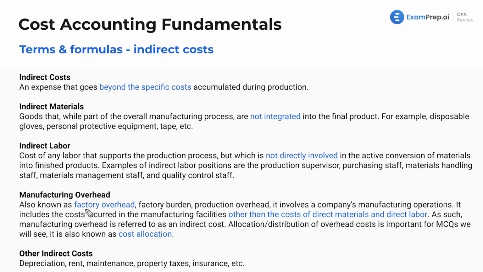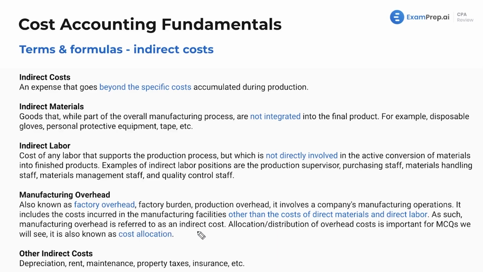Manufacturing overhead, also known as factory overhead, factory burden, or production overhead. I don't really see these terms, but they're there. It involves a company's manufacturing operations. It includes the cost incurred in the manufacturing facilities other than the cost of direct material and direct labor. So if it's not materials or labor, it's overhead. Nice general rule there. As such, manufacturing overhead is referred to as an indirect cost.